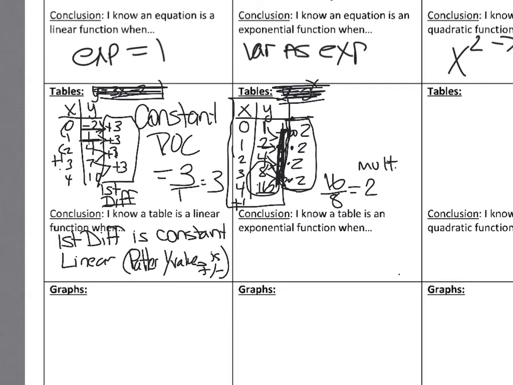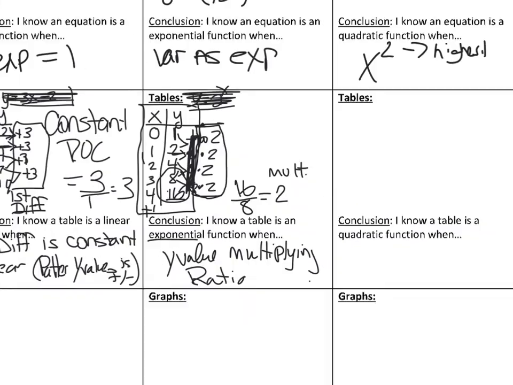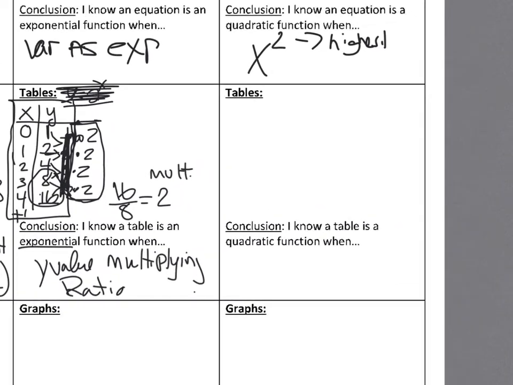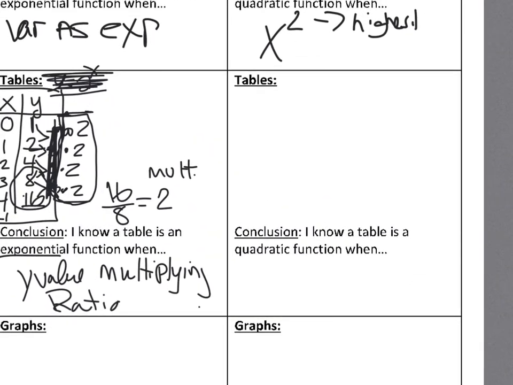All right, so I know a table is an exponential function when the y values are multiplying. Okay, you have a ratio. Okay. All right, and quadratic. Quadratic's the one that's a little bit different.